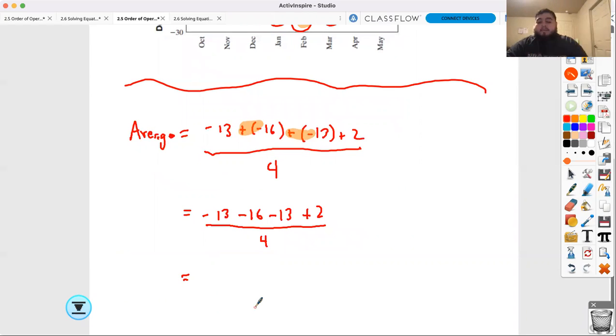-13 means we owe 13, we don't have 13. We spend 16, we spend another 13, and we add 2, and in total we spent -40 divided by 4. When we divide -40 by 4, it simplifies to -10. So the average temperature in those 4 months was -10 degrees. Does anyone have any questions regarding finding the average of data?